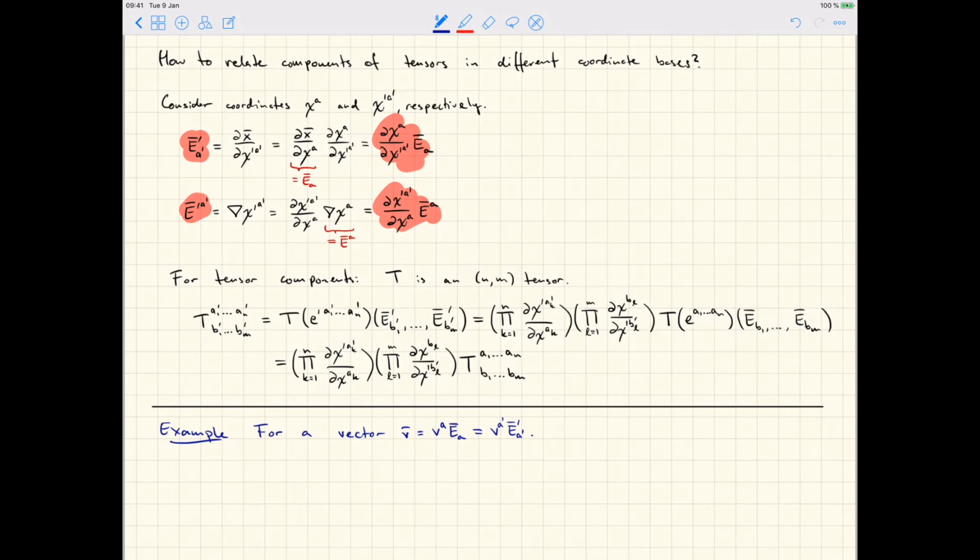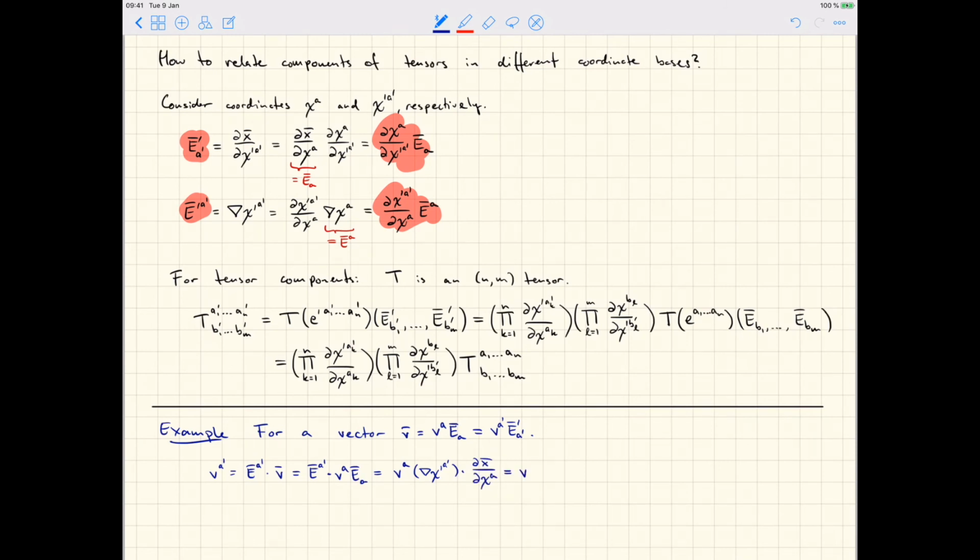However, we know that the contravariant components in the primed coordinate system, v^{a'}, should be the inner product of the primed dual basis vector with the vector v itself. Expanding the vector v in terms of the unprimed basis, we therefore find e^{a'} inner product with v^a e_a. By writing out the definition of the basis vectors here, this can be written as v^a times the gradient of chi^{a'} inner product with the derivative of the position vector with respect to chi^a.